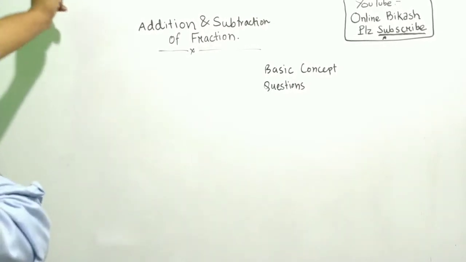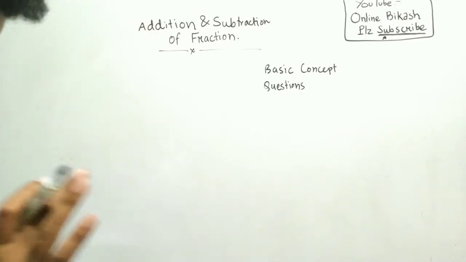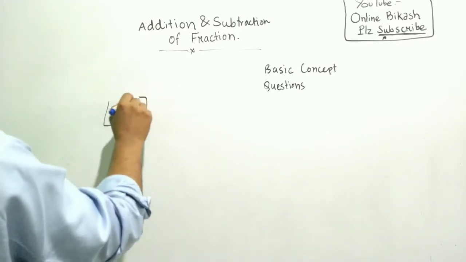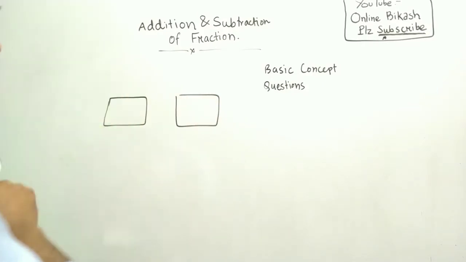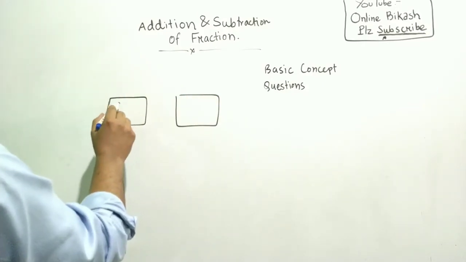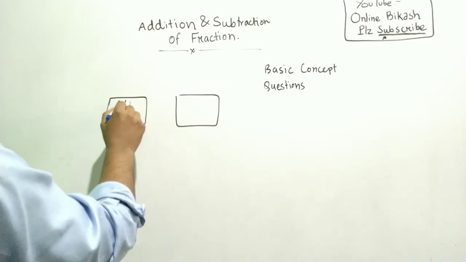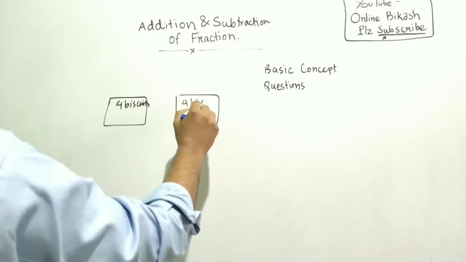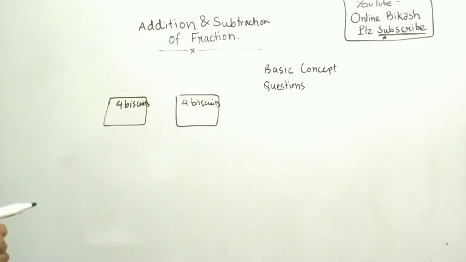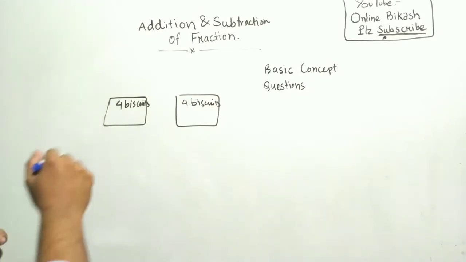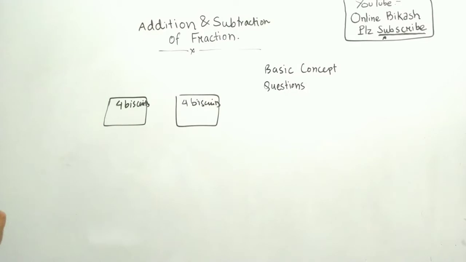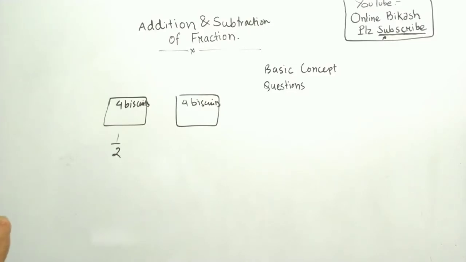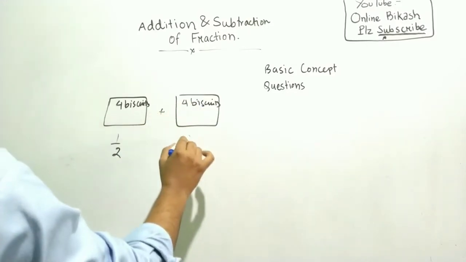Now suppose we have two packets containing biscuits. Say this is one packet and this is another packet. In this packet you have 4 biscuits, and in this packet you also have 4 biscuits. That means the two packets contain the same number of biscuits. Now you have to take 1/2 of this biscuit packet, and from the other biscuit packet you have to take 1/4.